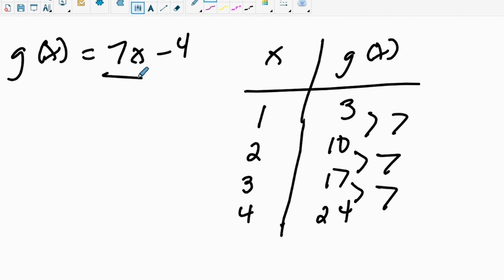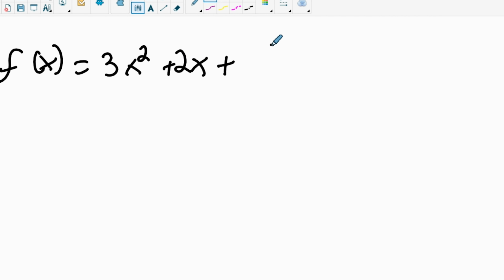Now, let's look at what happens when it's not linear, however, because if it's not linear, it's not really a prescribed slope per se. Well, you could say there's a slope, but that slope would vary depending on the value of x. So let's go back to f of x, and let's say it's 3x squared plus 2x plus 5. And again, let's go with a table of values, x and f.